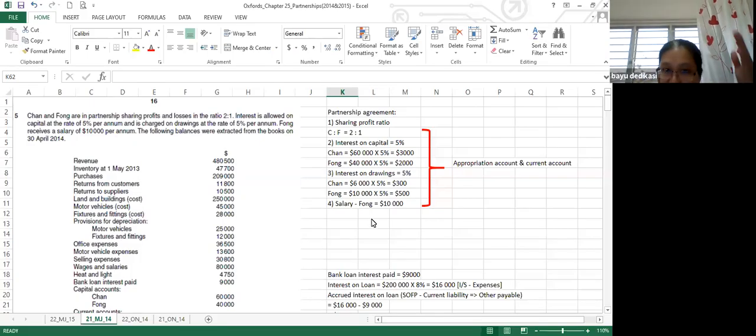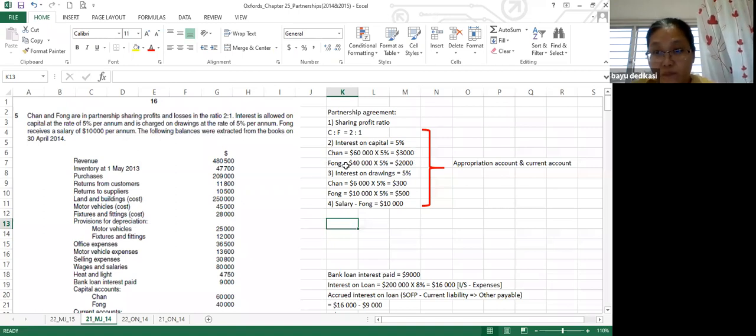Okay, I will explain one more round for this question. All the information which I have put into here. Chan and Fong are in partnership sharing profit and loss in the ratio 2 to 1. So Chan is 2, Fong is 1. Interest is allowed on the capital at the rate of 5% per annum. Interest on capital 5%. So based on the capital they have, this is the interest on capital.